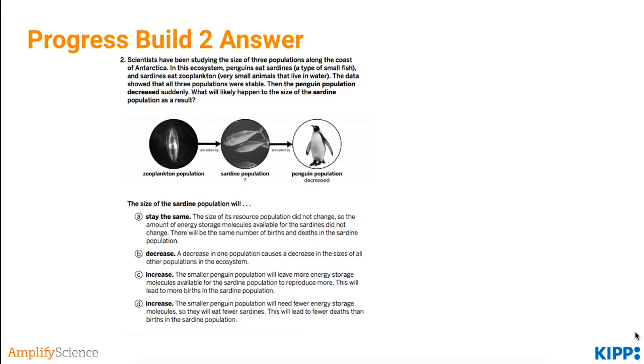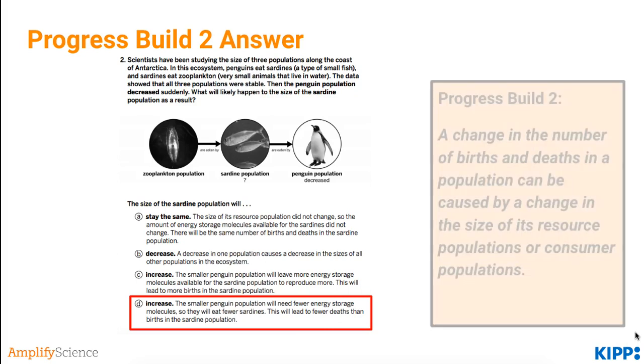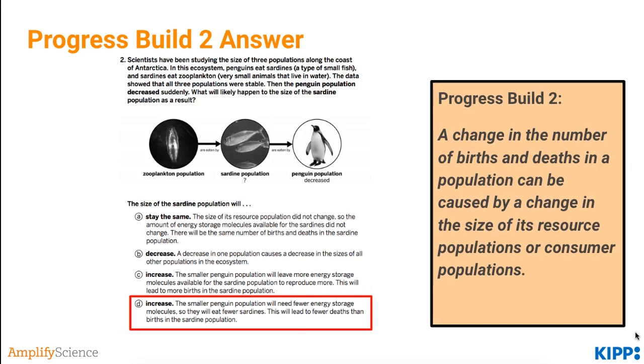The correct answer is D. Increase. The smaller penguin population will need fewer energy storage molecules, so they will eat fewer sardines. This will lead to fewer deaths than births in the sardine population. This question assesses progress build 2. A change in the number of births and deaths in a population can be caused by a change in the size of its resource population or consumer populations.